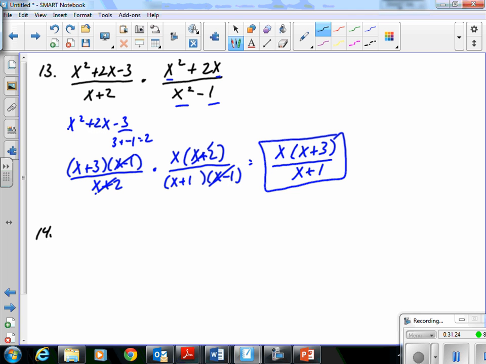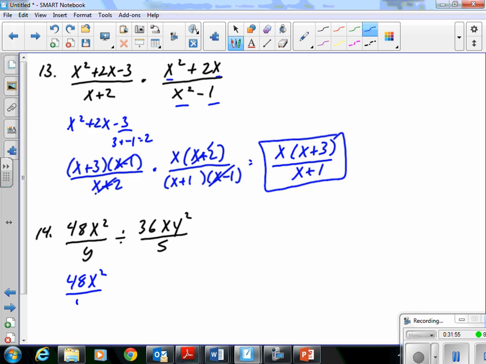Number 14, 48 x squared over y divided by 36 xy squared over 5. So first thing we do, it's a division. When we divide fractions, we've got to flip it over and multiply. So that's going to become 48x squared y times 5 goes to the top, 36xy squared goes to the bottom.